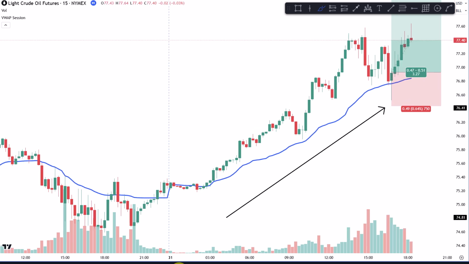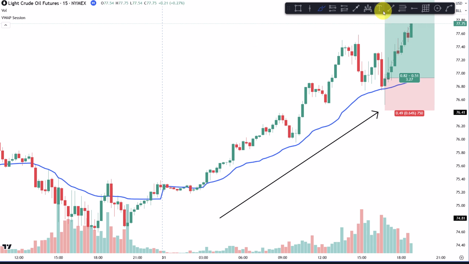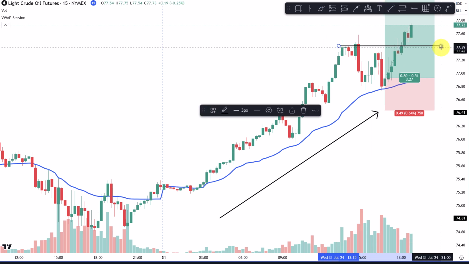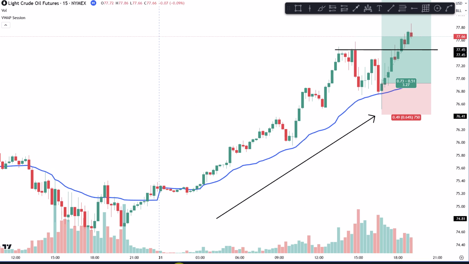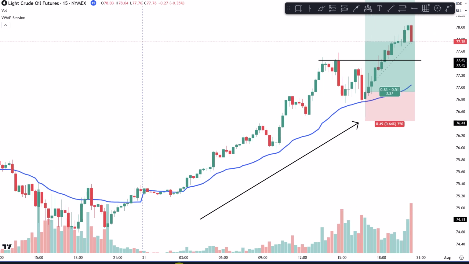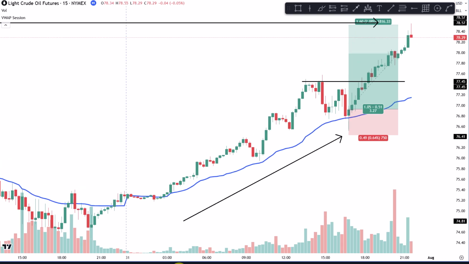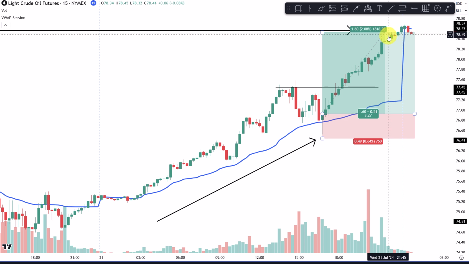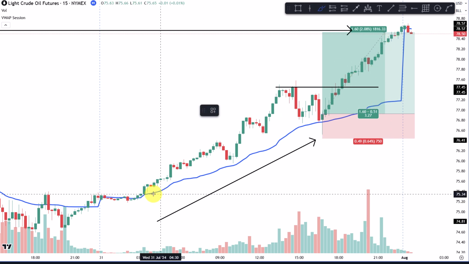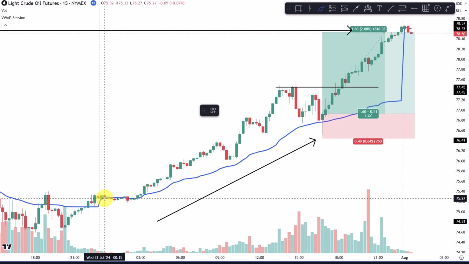The market is pulling away from the VWAP. The market has now broken previous highs here, which is another very good confirmation signal. Let's see what happens. The market has now hit the target that we identified on the left side and we would be out. So this is a good trend confirmation example.